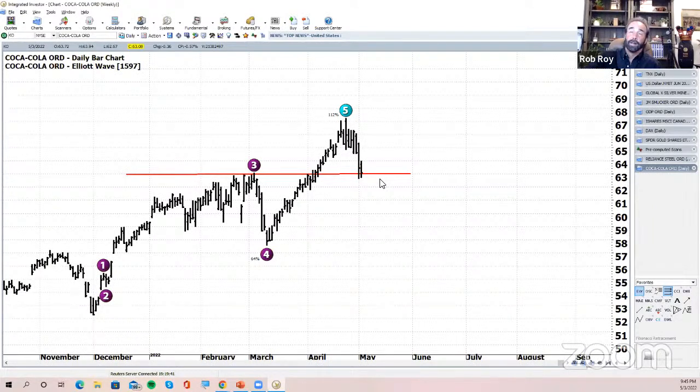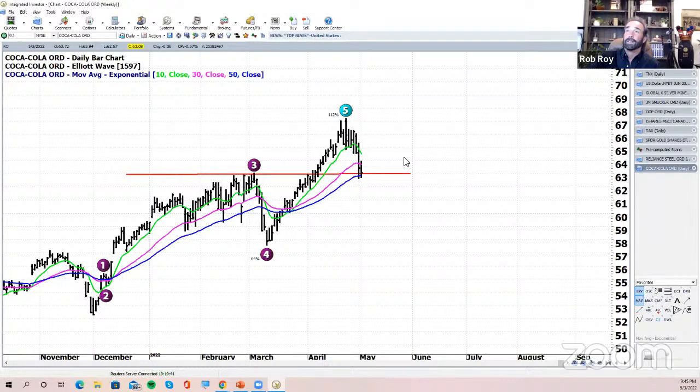So 63 right here at this major point of support. It's got the 50-day moving average as well. Not really that oversold from the 10-day moving average, maybe a tiny bit on the close, but sitting right at the 50-day moving average. So an added piece of support there. But you can see the movement that occurred here on the way up. So there's really nothing to stop it from going back to the wave 4.